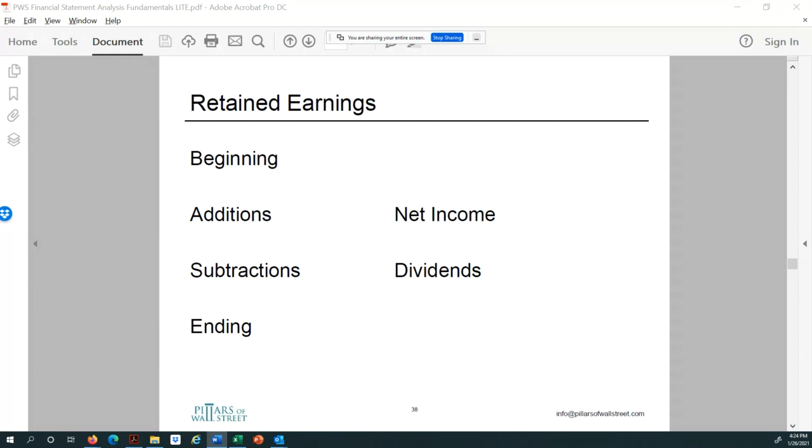Retained earnings goes up by net income, down by dividends. And all we mean by mixed account, again, more on this in subsequent sessions, is a balance sheet account which consists of components which go in different sections of the cash flow statement.